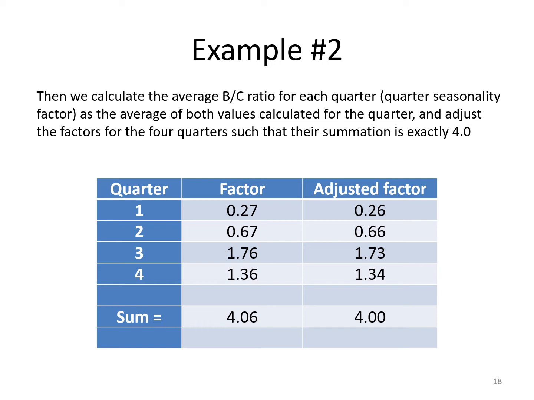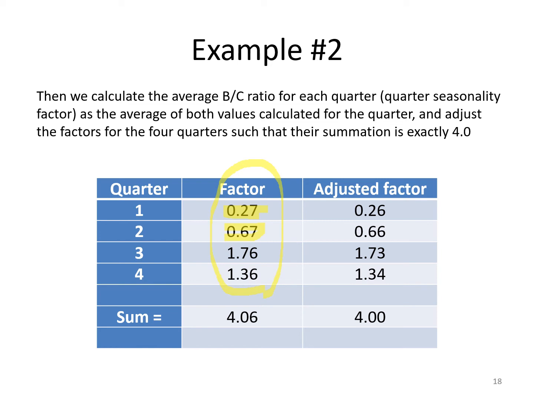Now, just like what we did in the first example, we take the values calculated for the BC ratio, which corresponds to 8 periods, and then we take the average. For instance, the average of period 1 and period 5 BC ratios will give us 0.27. The average for period 2 and period 6 will give us 0.67, and this will become our estimation for the seasonality factor.